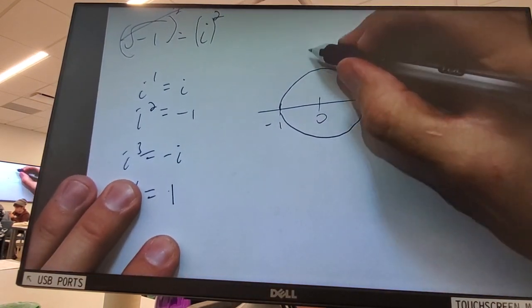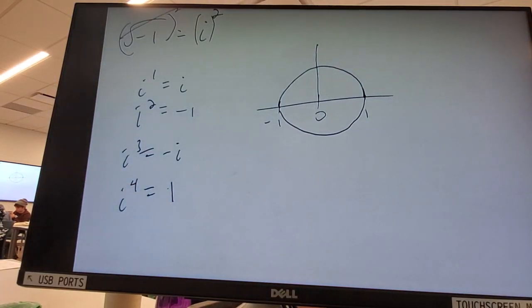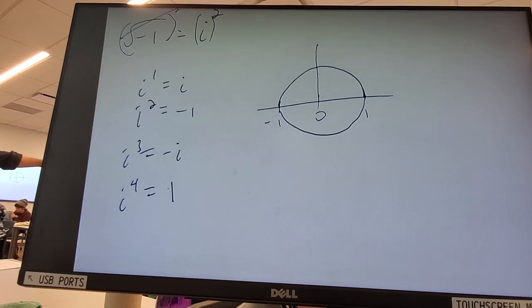So what if I wanted to multiply by half of negative 1? I wouldn't rotate by 180 degrees. I would rotate by 90 degrees. I would be at this axis that somehow exists off the side of the x-axis. That is the imaginary axis.